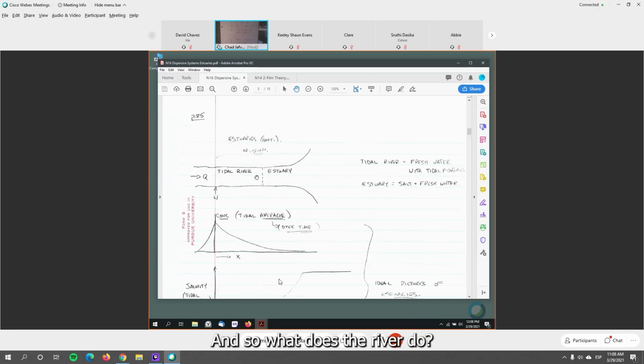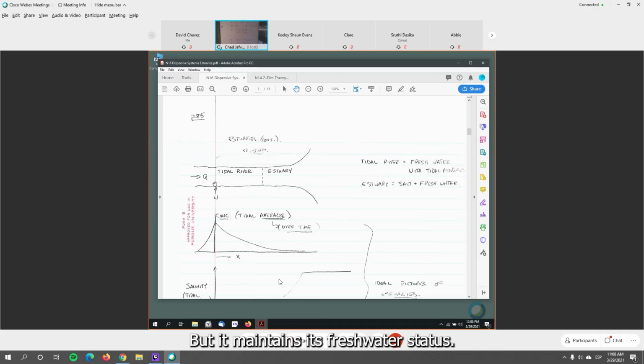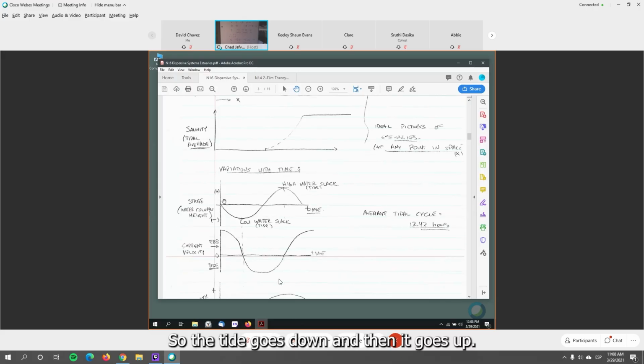And so what does the river do? It actually goes up, but it doesn't mix with the estuary water. It still is part of the tidal river portion of the water. It's just that this estuary water is pushing the water back up the river. And so even in the tidal river, you get tides occur. You see these tides occurring because the water goes up and the water goes down, but it maintains its freshwater status. So the tide goes down and then it goes up.